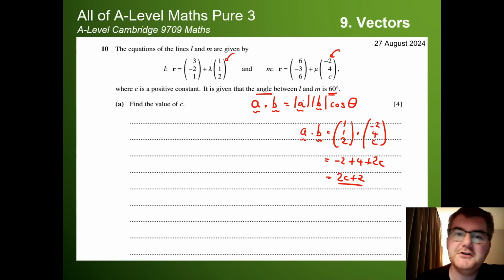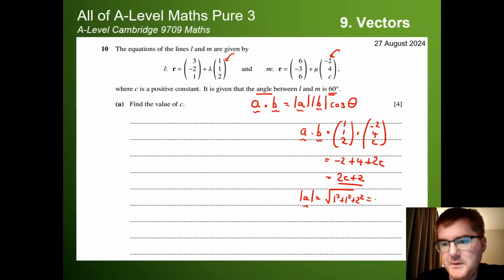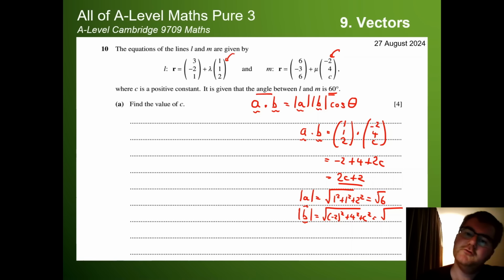Then we want the magnitude of A and B. So the magnitude of A, it's just Pythagoras on 1 squared plus 1 squared plus 2 squared, which is the root of 6. And then the same for B, the square root of (-2) squared plus 4 squared plus C squared, which gives us the square root of 20 plus C squared.